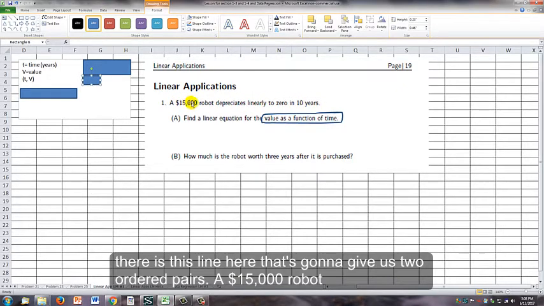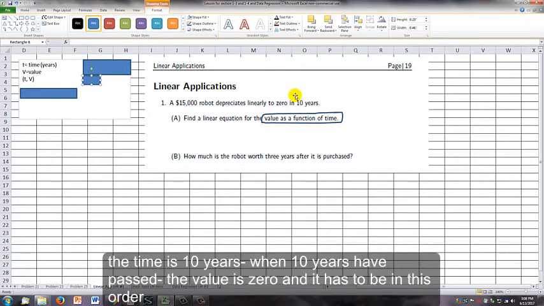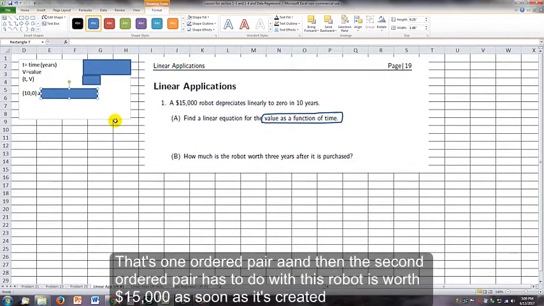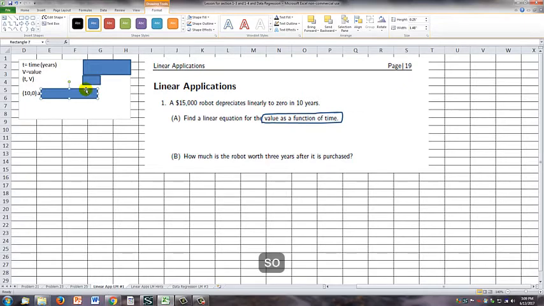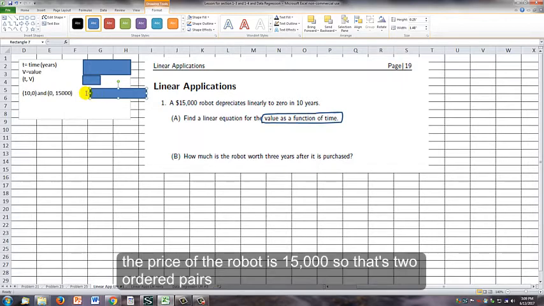A $15,000 robot depreciates linearly to 0 in 10 years. So that means when 10 years have passed, the value is 0, and it has to be in this order, 10, 0. That's one ordered pair. And then the second ordered pair has to do with this robot being worth $15,000 as soon as it's created. So at the initial time, when time is 0, the price of the robot is $15,000. So that's 2 ordered pairs.